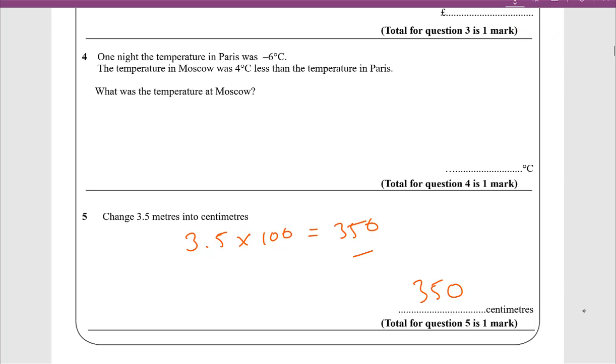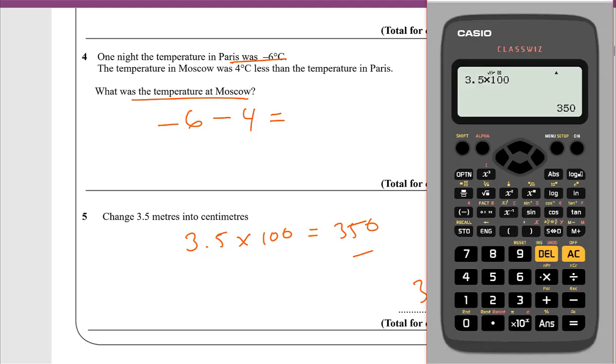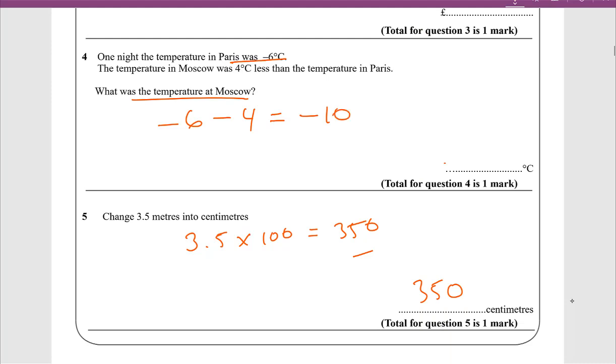One night the temperature in Paris was minus 6 degrees Celsius. The temperature in Moscow was 4 degrees Celsius less than the temperature in Paris. What was the temperature in Moscow? So when Paris was minus 6, the temperature in Moscow was 4 degrees less than the temperature in Paris. That means minus 6 minus 4. Not sure? Type it in your calculator. Minus 6 minus 4 gives an answer of minus 10. So minus 10 degrees Celsius.